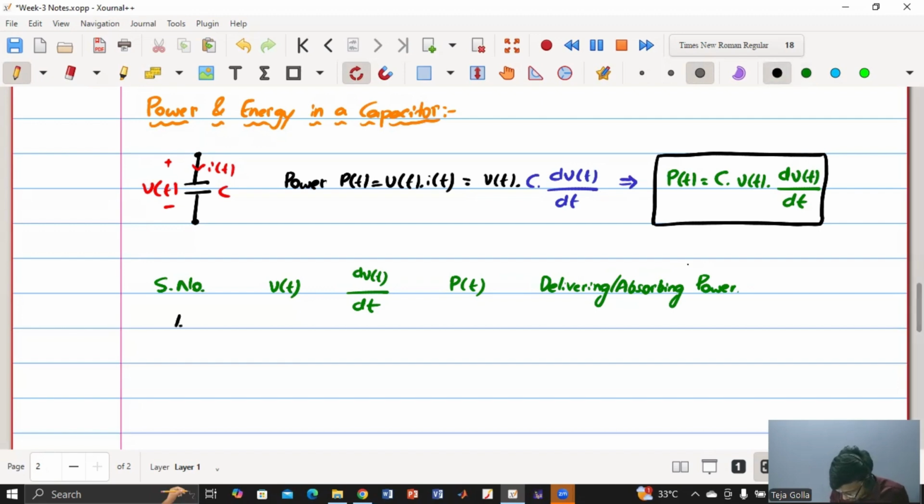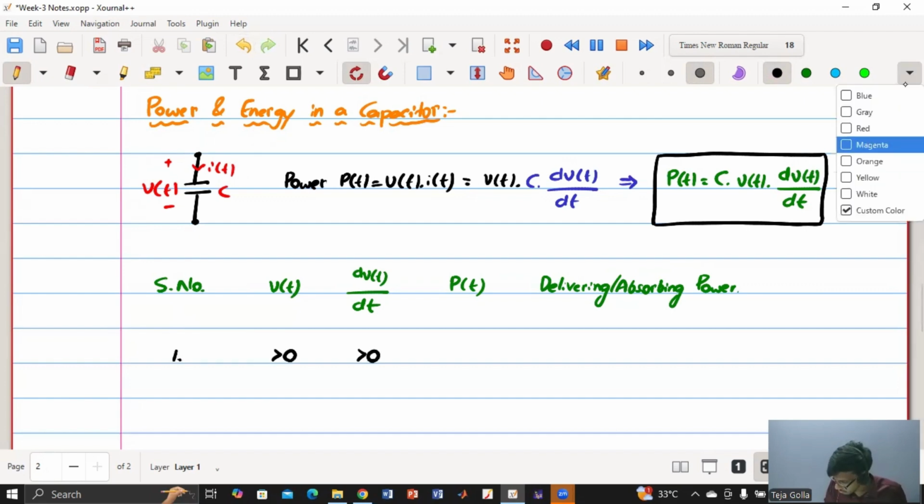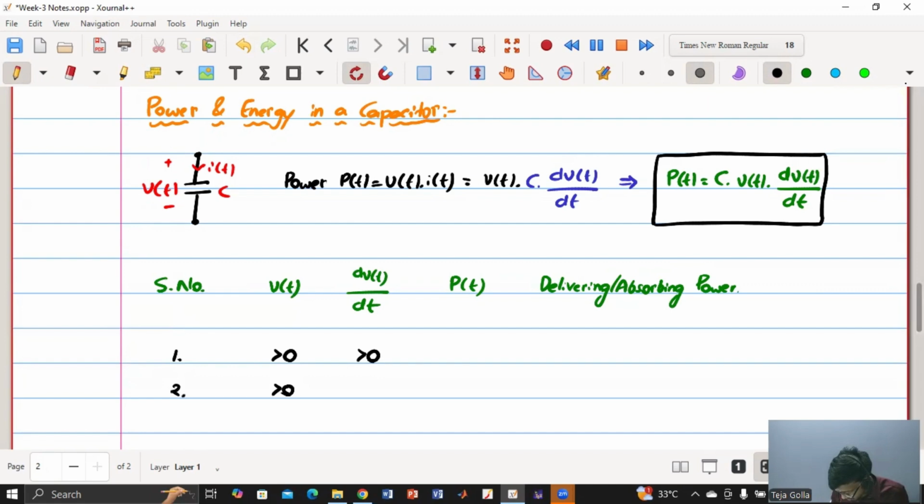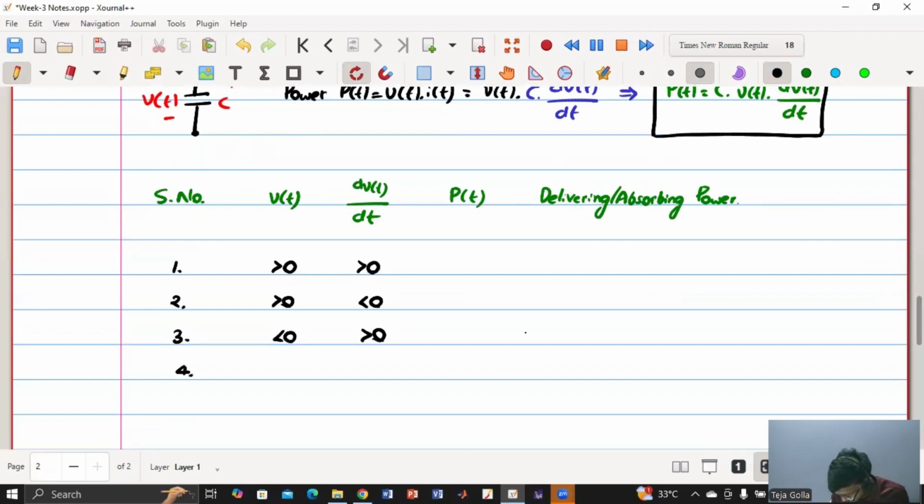Serial number one: V of t is greater than zero, and dV by dt is also greater than zero. Serial number two: this is greater than zero, and this is less than zero. Serial number three: this is less than zero, and this is greater than zero. And serial number four: this is less than zero, and this is also less than zero. Agree? Four such possibilities can be there.